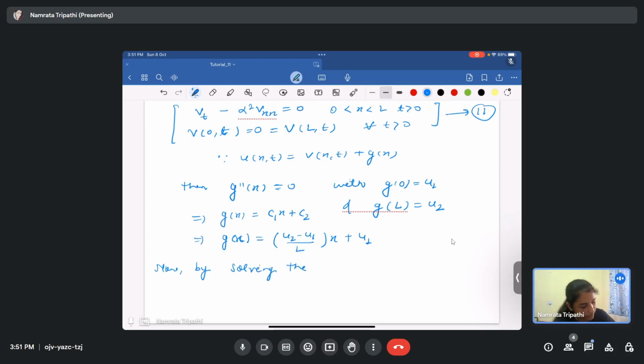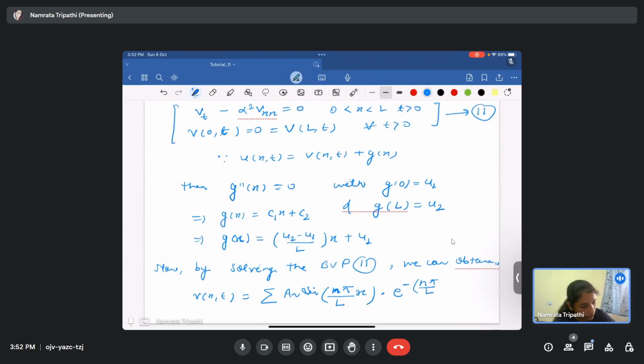By solving the boundary value problem 2, we can obtain the required solution v(x,t). What will be the solution? An sine nπx upon L into e to the power minus (nπ upon L) whole square alpha square into t. Okay.